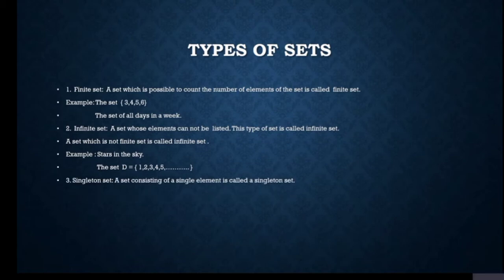Next, third one, singleton set. A set consisting of a single element is called a singleton set. For example, set of even primes. Set of even primes is {2}. So, see, in this set there is only one element, 2. So it is called a singleton set.